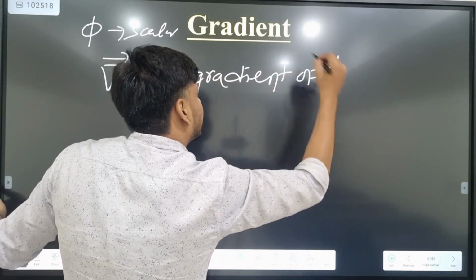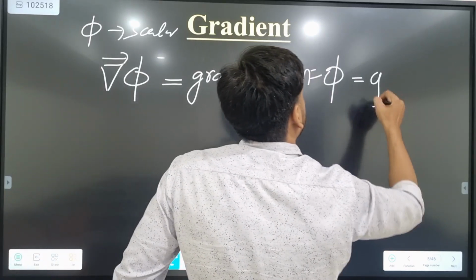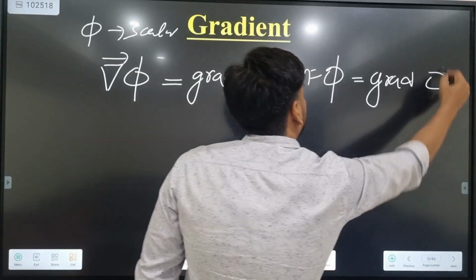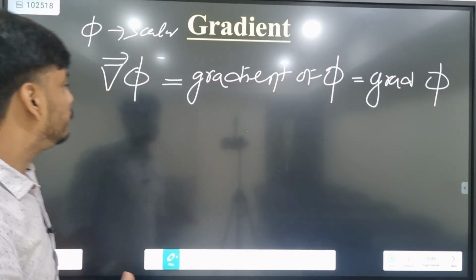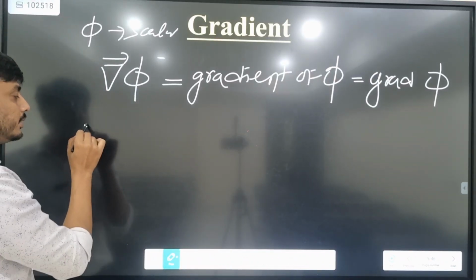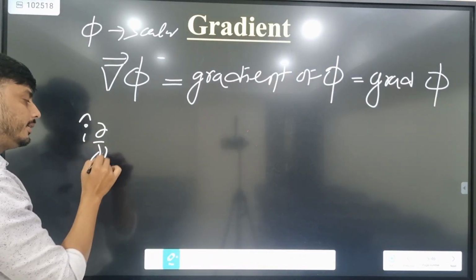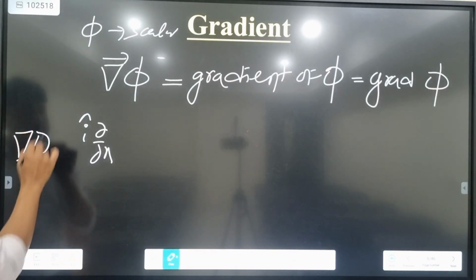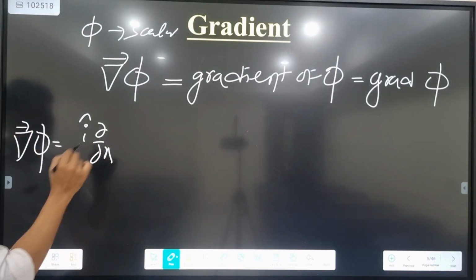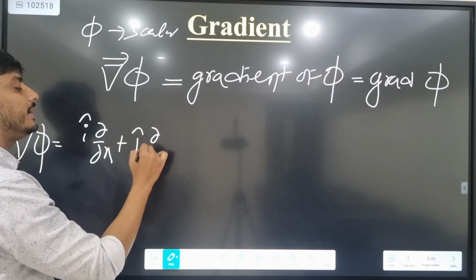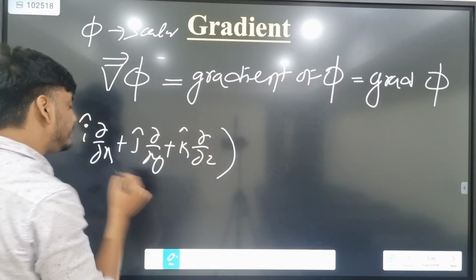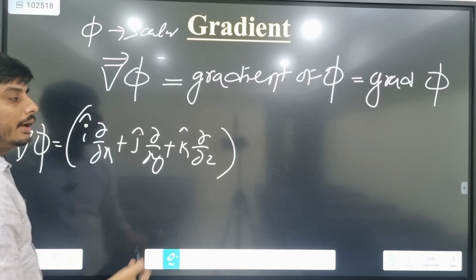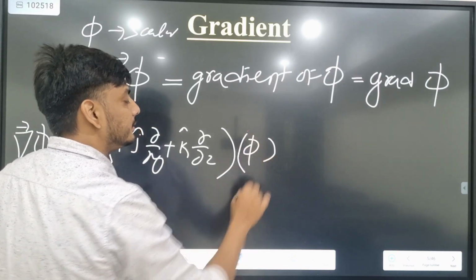Gradient of phi, or simply you can write grad phi. That means normally we just multiply. Then how to write the function? Del operator, you know that is i cap del by del x. So del phi is equal to i cap del by del x, j cap del by del y, k cap del by del z, and phi is multiplied with it.